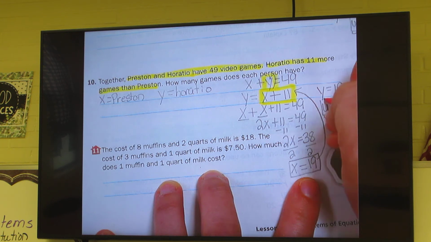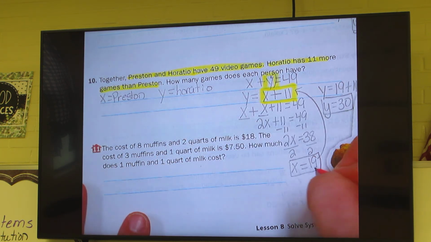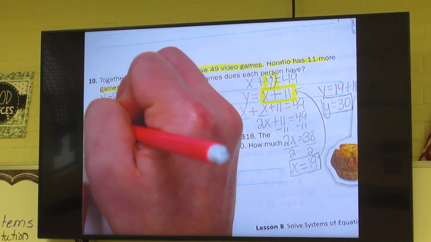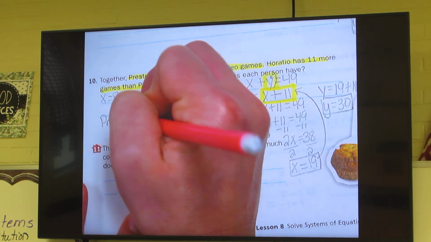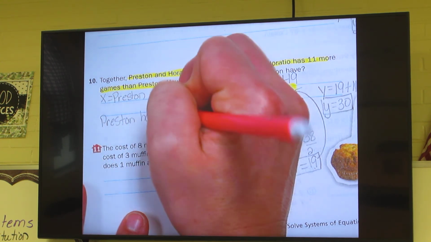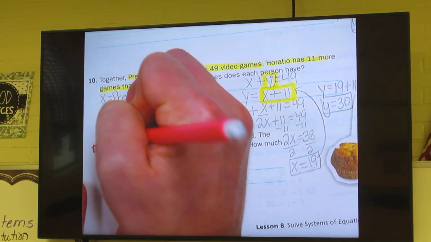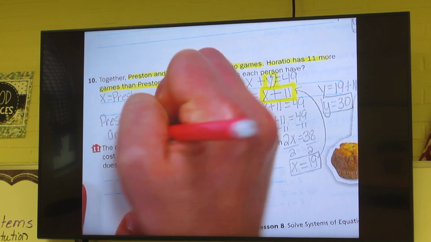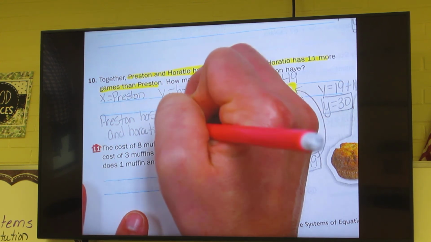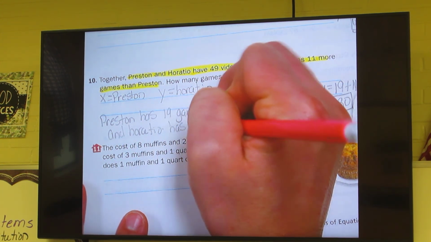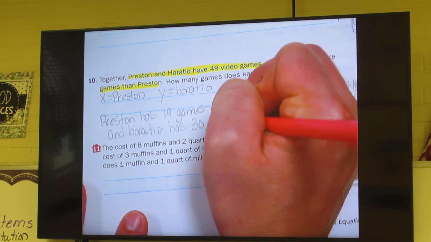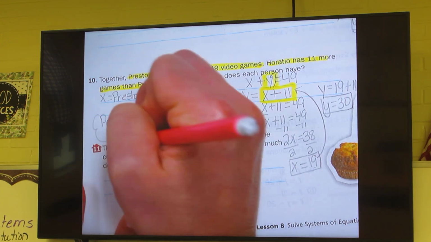So now let's tell what those numbers mean. So the 19 is for Preston, so Preston has 19 games, and Horatio, which is y, has 30 games. Make sure you have all of that for your answer.